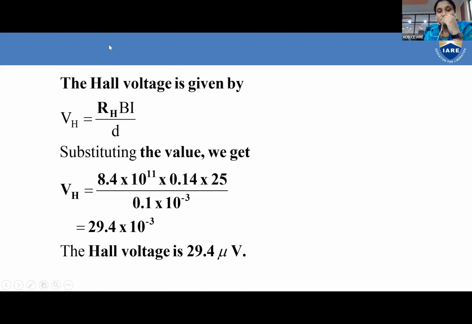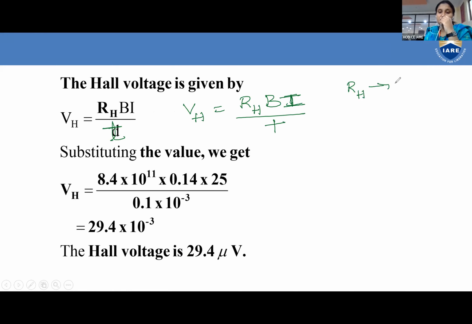First I'm trying to find the Hall voltage. Actually, this is not D, it should be T, thickness. I'm writing this formula again. Hall voltage is given as RH B I divided by T. RH is the Hall coefficient, B is the magnetic field applied.